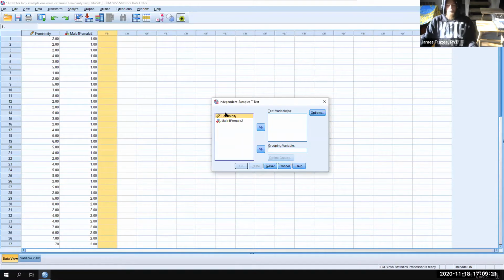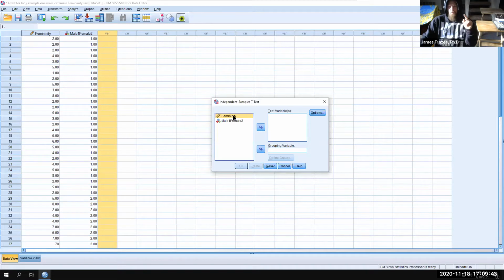When we click on that, we'll see that our variables are right here, and our variable is femininity. That's our dependent variable, because we measured it across both groups. So we're going to put dependent variables in the Test Variable box. You can click and drag, or you can use the handy dandy arrow. See, I can put it in there.